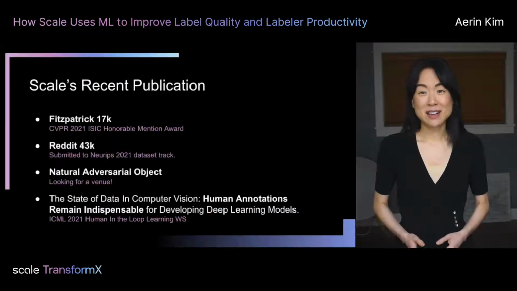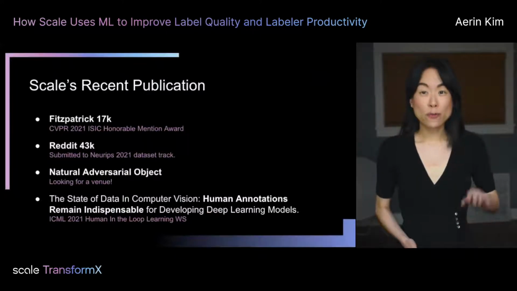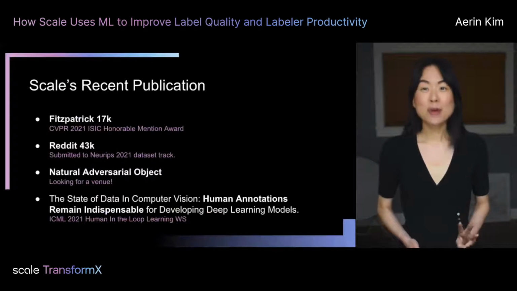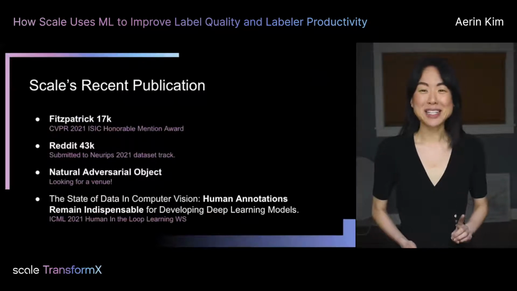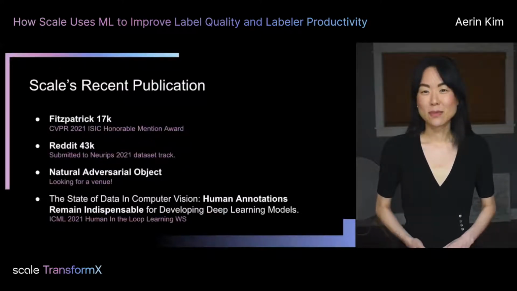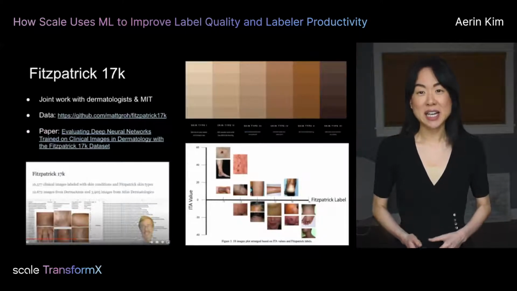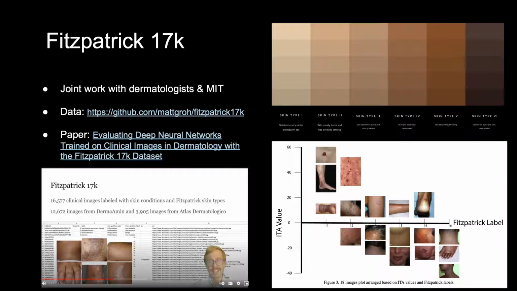The first section, Scale's recent publication. We wrote 4 papers this year, 3 were dataset papers, and 1 is a survey paper. The first paper is Fitzpatrick 17K dataset. We labeled 17,000 clinical images following Fitzpatrick's skin type and trained the model on them and evaluated the results with researchers and dermatologists from MIT.